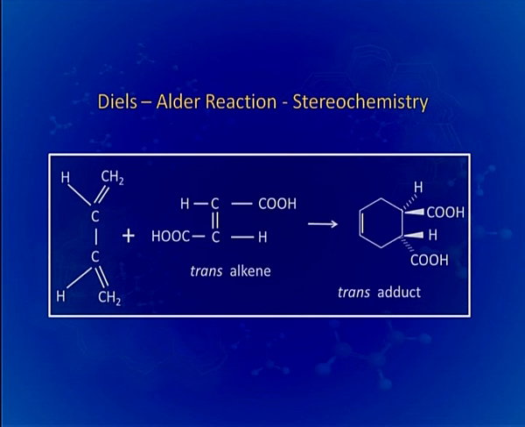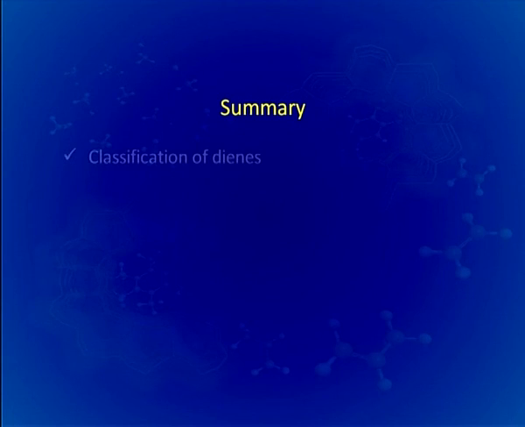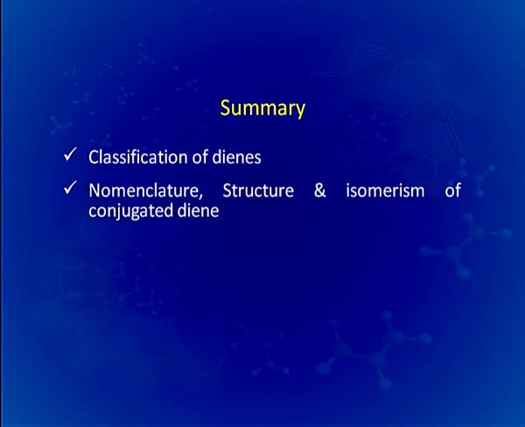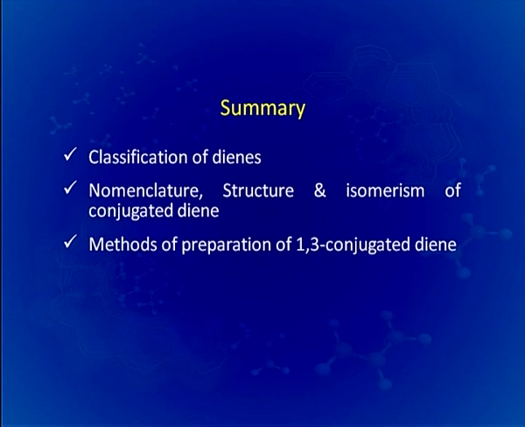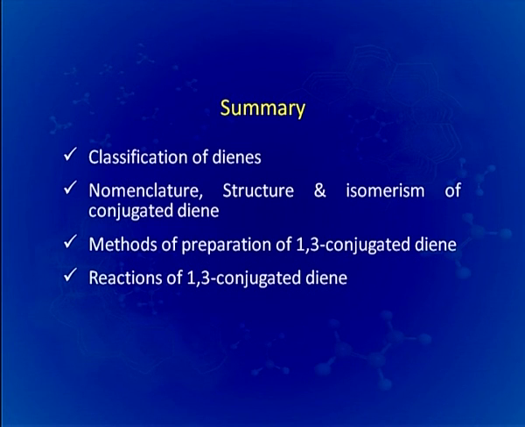So, now we have discussed all reactions of dienes and uses of the many important products formed thereafter. In this episode we have discussed classification of diene, nomenclature and structure of diene, and stereoisomerism of conjugated diene was also covered. We have also learnt methods of preparation of 1,3 conjugated diene, its industrial preparation, and reactions of 1,3 conjugated diene; addition reaction, polymerization reaction and Diels-Alder reaction were also discussed.